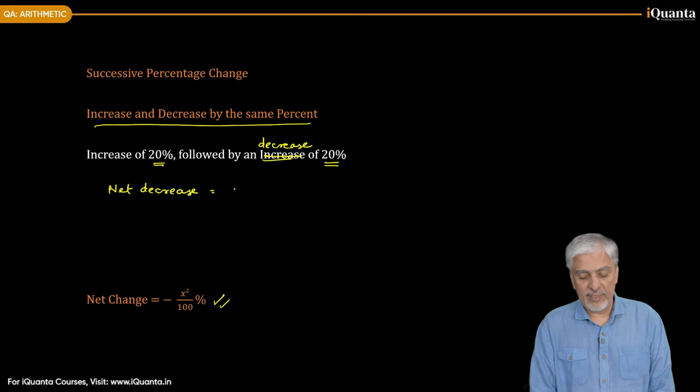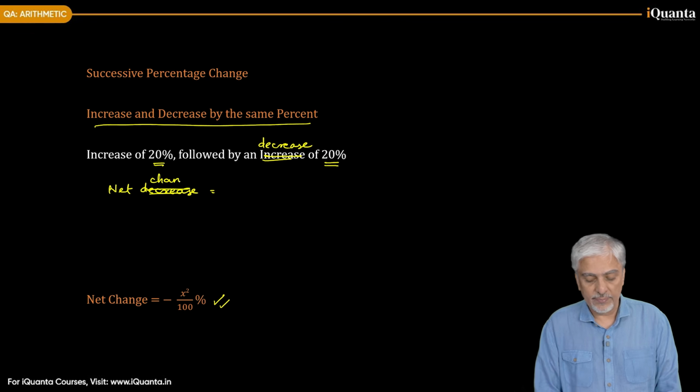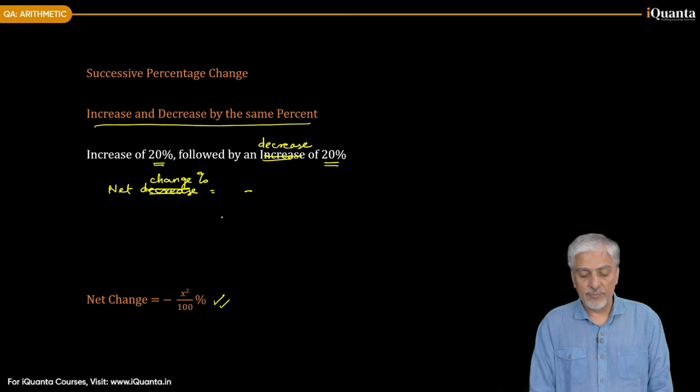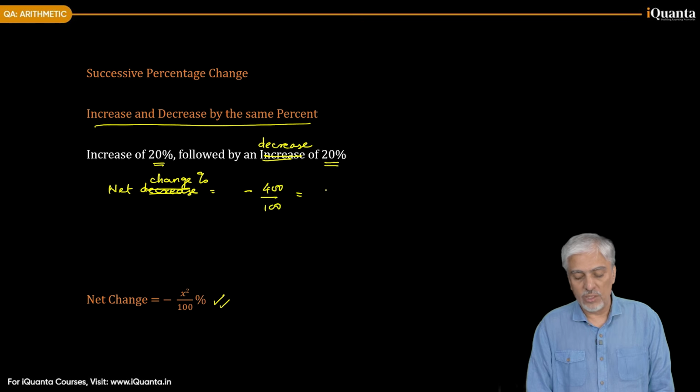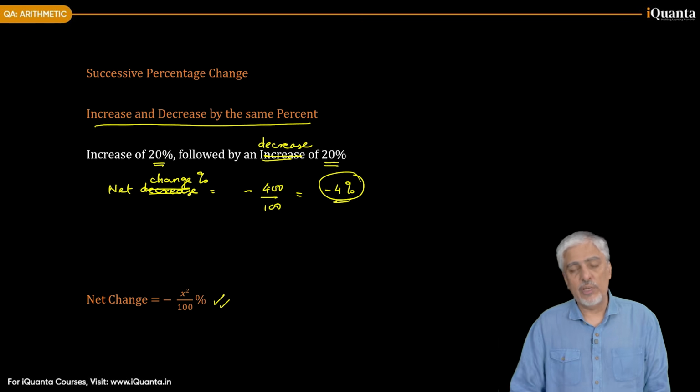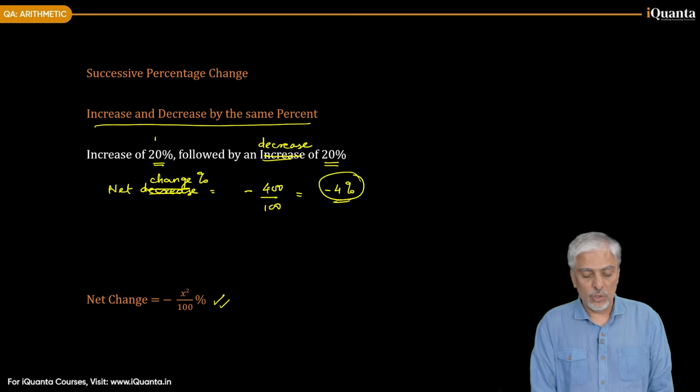Net decrease will be, obviously, when I write decrease, I don't write the negative sign, or I can write net percentage change will be negative x square over 100. 20 into 20 is 400 upon 100, that is 4%. Okay. So that's one approach. We could have gone by any of our other approaches. So this is 1 by 5, this is 1 by 5.